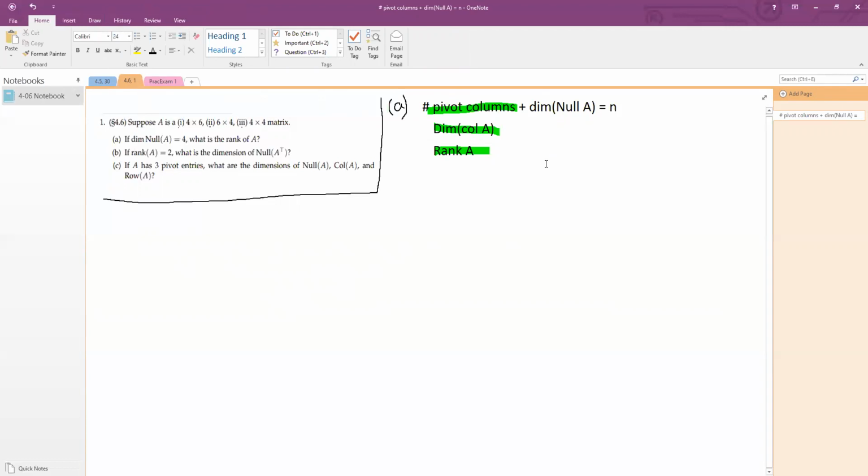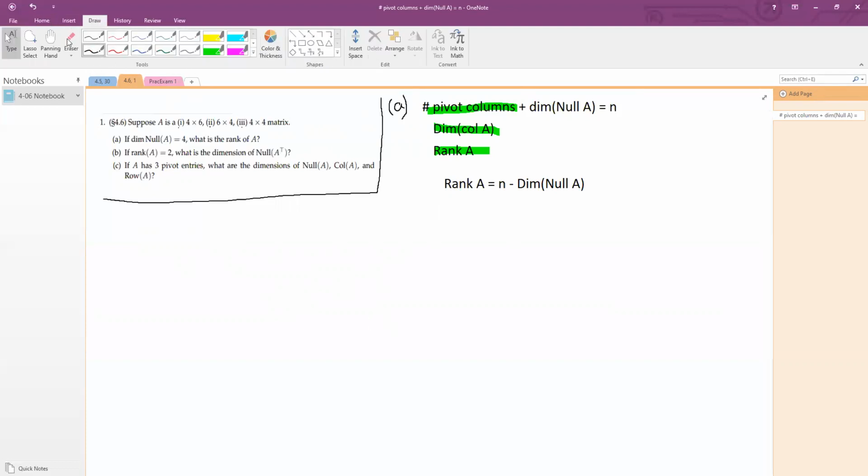So we have the dimension of the null space, it's 4. We have n, for each of these, n is provided to us. So we can say that the rank of A, which is the thing we need to find, equals n minus the dimension of the null of A. So there you go, and this is the equation that we're going to want to use. Like I said, there are 3 that we have to do for each of these. We want to do it when A is a 4x6, when A is a 6x4, and when A is a 4x4.